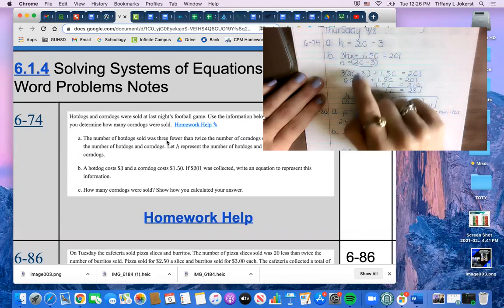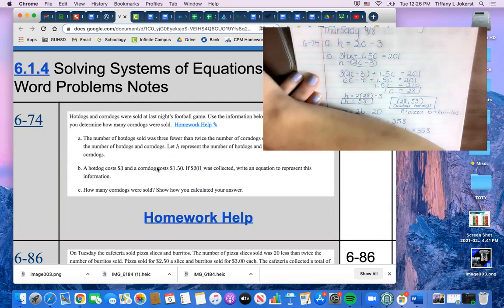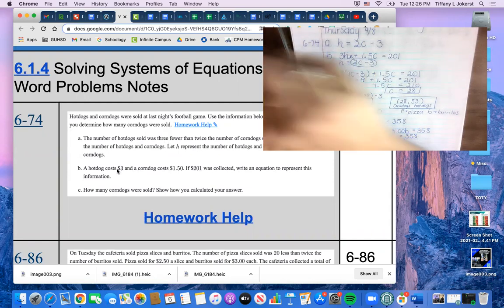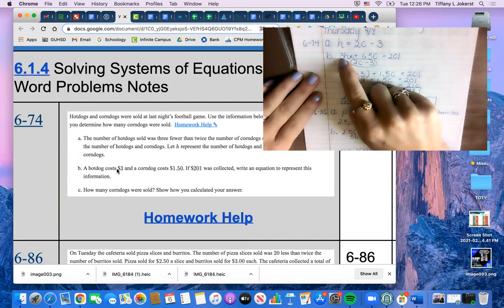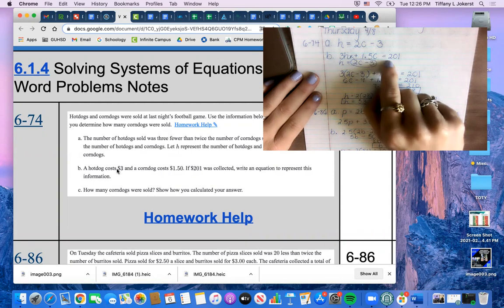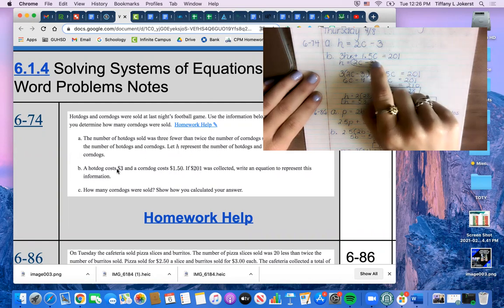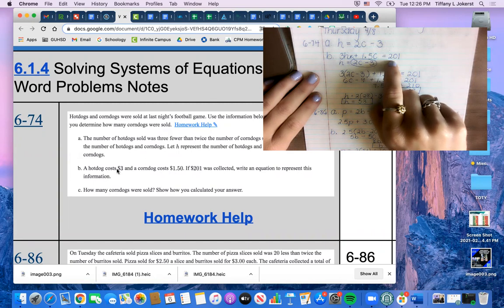Okay. On the next part, we're talking about cost, right? So now we have costs associated. For this one, it says that hot dogs cost $3. So I put 3 times hot dogs plus corn dogs cost $1.50. That was a total of $201. Okay, 1.5 is $201.